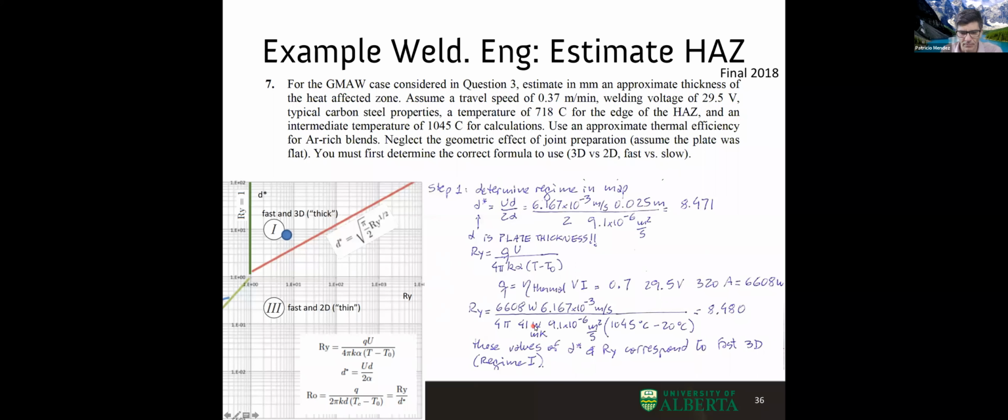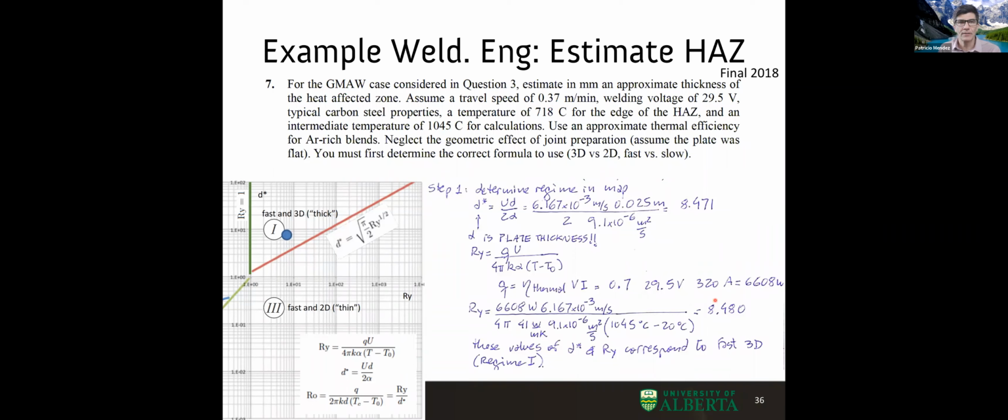And 41 times alpha times, you see that the formula involves a temperature. And this temperature here is suggesting use 1045 as representative of the heat affected zone. And we have minus T naught. T naught is the preheat. In this case, nobody told us anything, so let's assume that the plate was at room temperature.